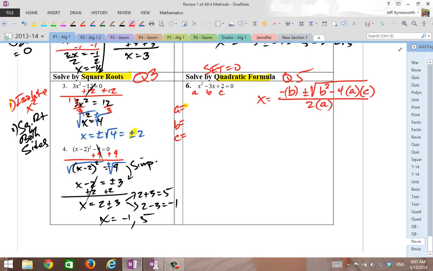Okay, A is 1. What's B? Is it 3 or negative 3? Very good. Negative 3. And C? C is 2. Okay, once you determine that, you're good to go.